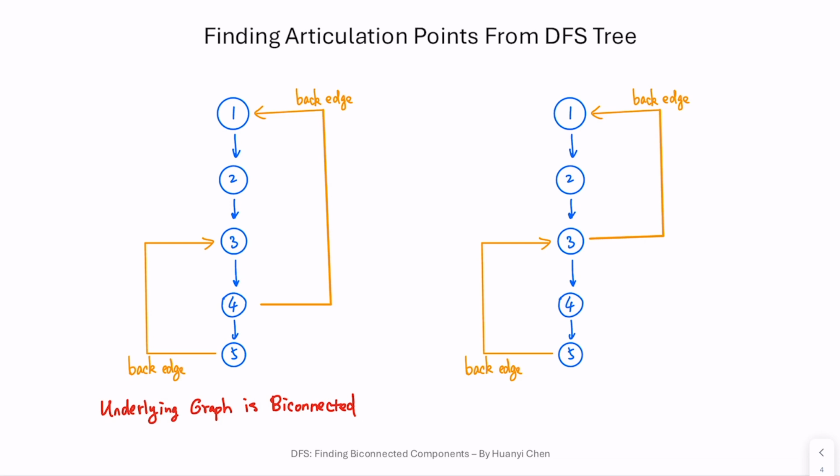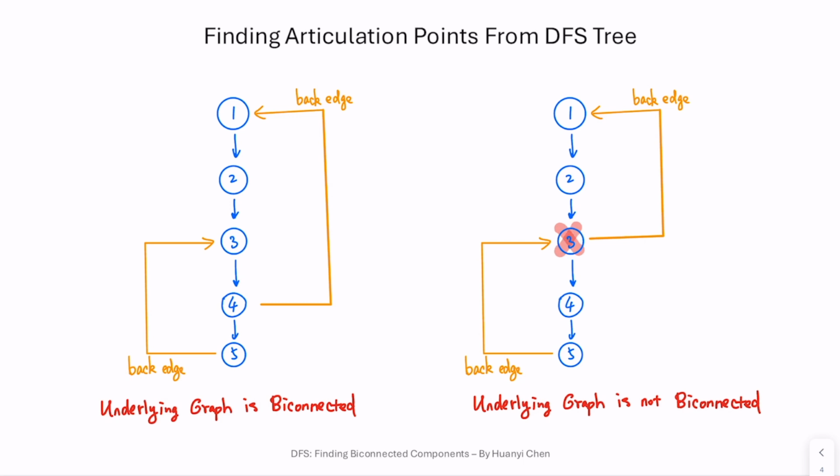The right DFS tree, however, tells us that the underlying graph is not biconnected because if we remove node 3, then there's no way for node 1, 2 to connect node 4, 5. So we can tell its underlying graph is not biconnected.